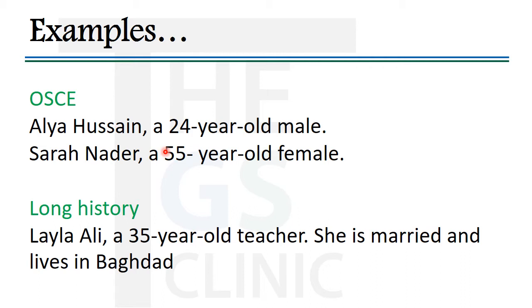I'm going to talk about this in detail in the last slide. So just have an example. Whenever you have the patient, you say the name and the age directly. If it's a long history, you can say Layla Ali, a 35-year-old teacher. She is married and lives in Baghdad. These are the detailed information about her. So you are specifying the patient: the name, the age, the occupation, the address, and the marital state. These are the identity of the patient.